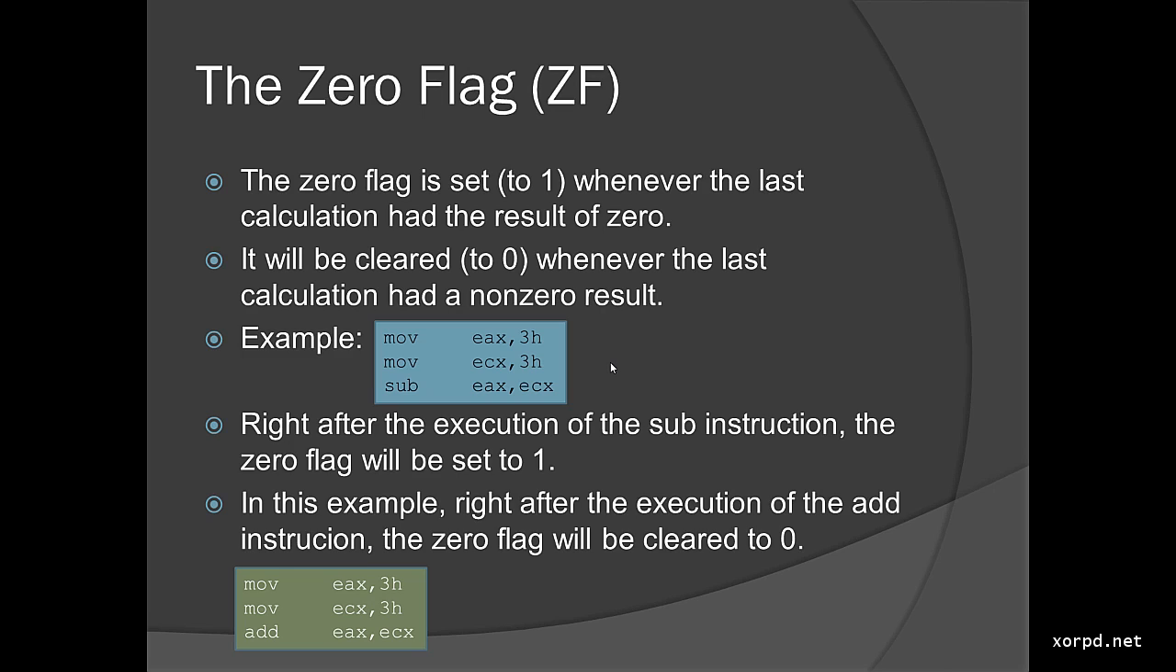Let's look at another example. We can see again pretty much the same. The first two instructions are exactly the same, but the last one is an add instruction. So this time we calculate 3 plus 3. Right after the execution of the add instruction, the zero flag will be cleared to 0. The first example sets the zero flag to 1, and the second example clears the zero flag to 0.